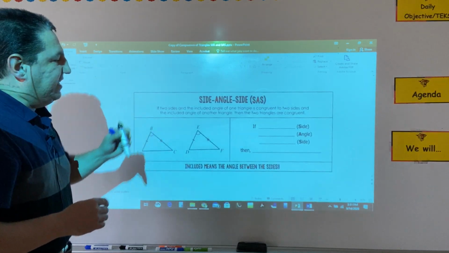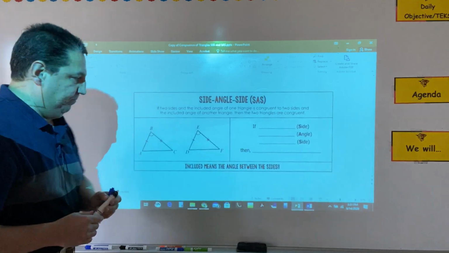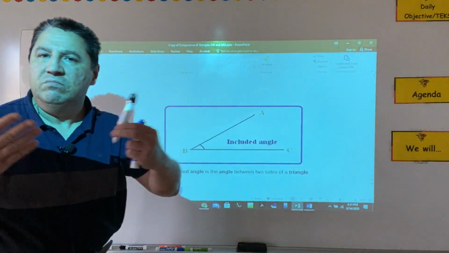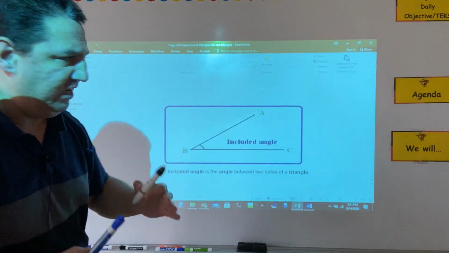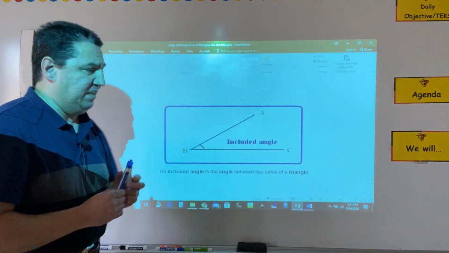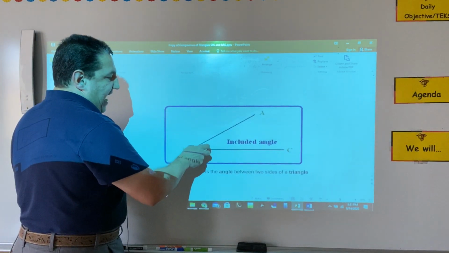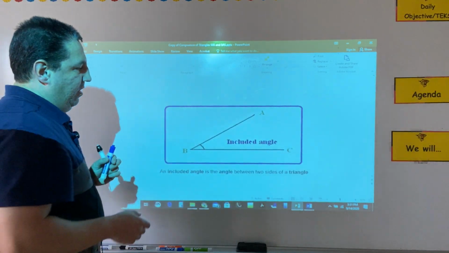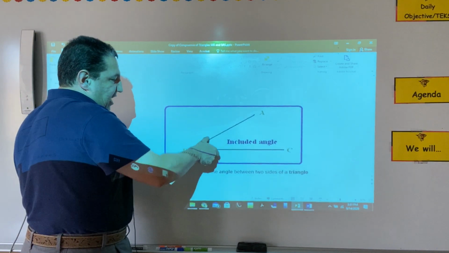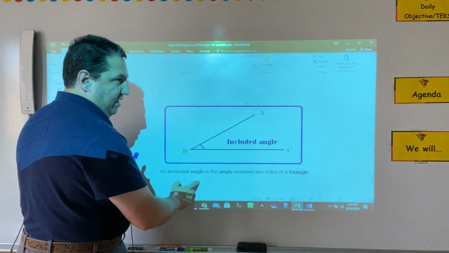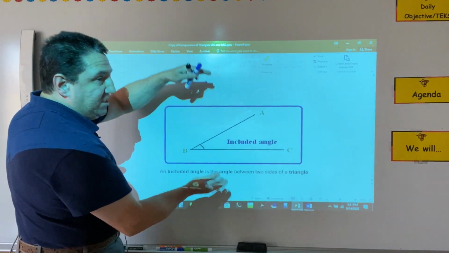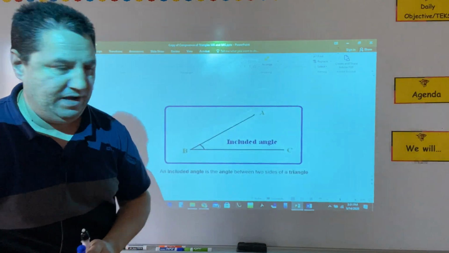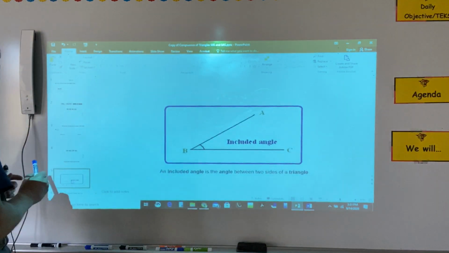Now, what does included angle mean? I will show you a picture to understand more clearly what included angle means. Included angle means an angle that is between two sides. In other words, this angle is bounded by these sides. So, included angle means an angle that is bounded by two sides, like we have here, right? Good.